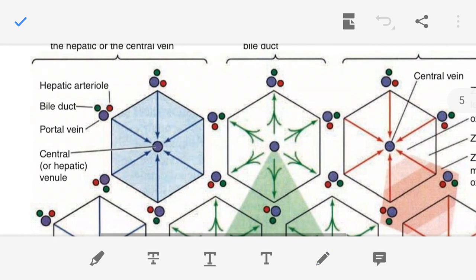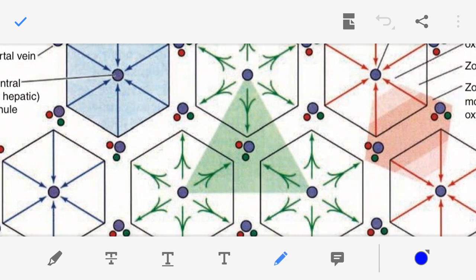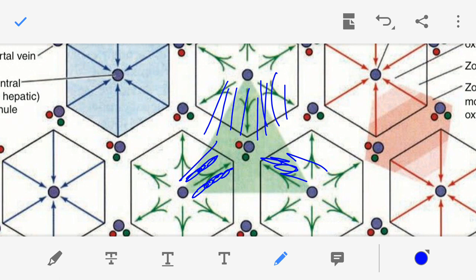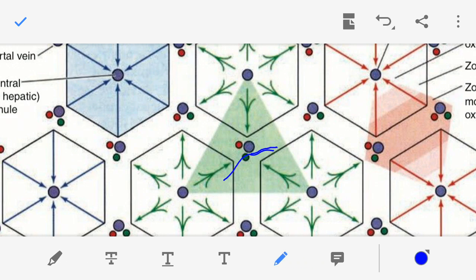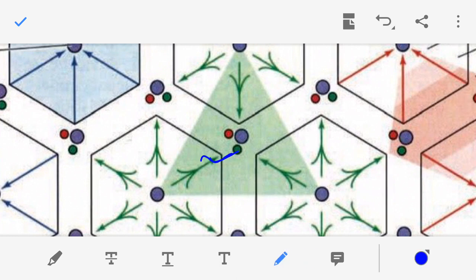So now we need to understand this model. See, what happens here: a lamina is present. In the previous lecture, we learned that a lamina is a row of hepatocytes, and these hepatocytes are secreting bile. Where is this bile entering? It is entering into the canaliculi. Canaliculi are opening into the ductules. Ductules are opening into the bile duct. So from all these places, ductules are opening into the bile duct and pouring bile into it. With this green arrow, the direction of the bile is shown.